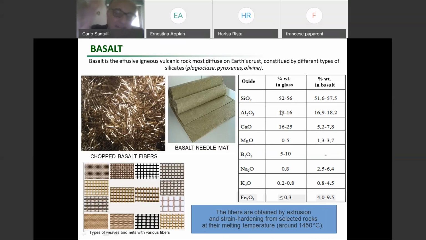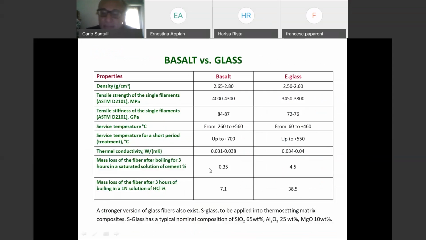This is the composition of the so-called E glass. E glass means the common glass. It's a common glass with less sodium oxide. The glass for window, which is not very strong in tension, has quite a lot of sodium oxide. Here instead we have little sodium oxide, but still a lot of calcium oxide. There is also a stronger glass, which has basically no calcium and sodium oxide, which is the S glass, which I report here at the bottom.